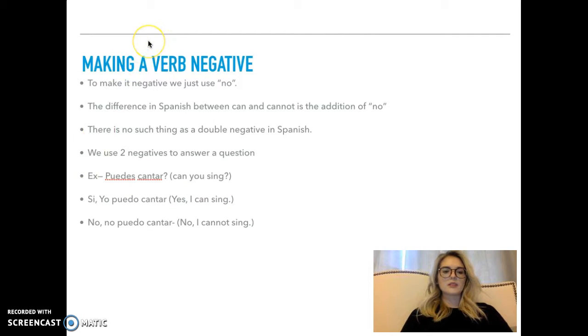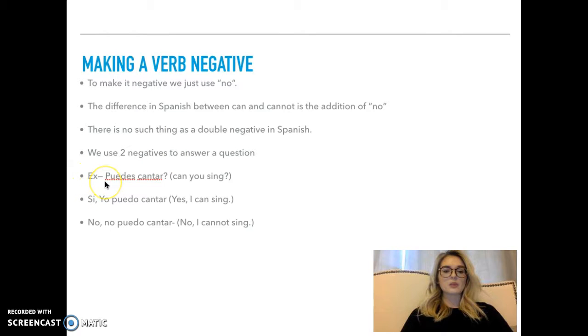Making the verb negative in Spanish, we just use the word no. The difference between can and cannot is the addition of no. In English, you couldn't say I can't not. You would need one positive and one negative. Can not can't not. But in Spanish, you do need two negatives. You need two negatives to answer a question negatively.